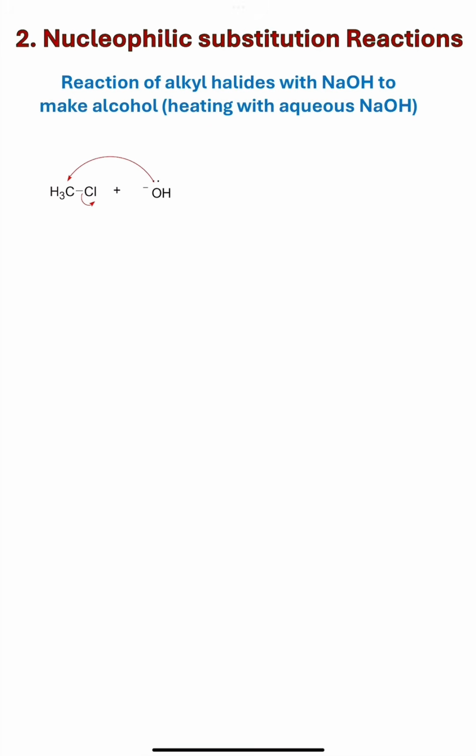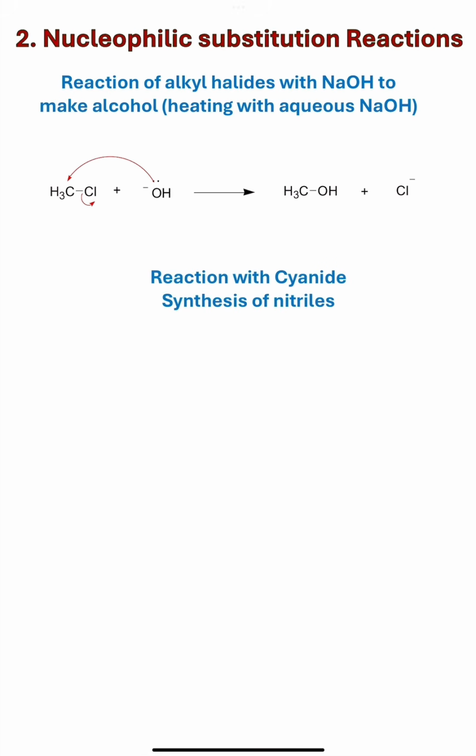The OH of sodium hydroxide will attack the carbon, which is partially positive, and at the same time, the carbon-chlorine bond will break. The OH will attach itself to give you the alcohol, and then the chloride will be released, and it can give you sodium chloride as a side product. Please pay attention to the movement of the electrons, and don't forget to draw the lone pair of electrons on the nucleophile. Another example of nucleophilic substitution reaction is reaction with cyanide, and that will give you nitrile.